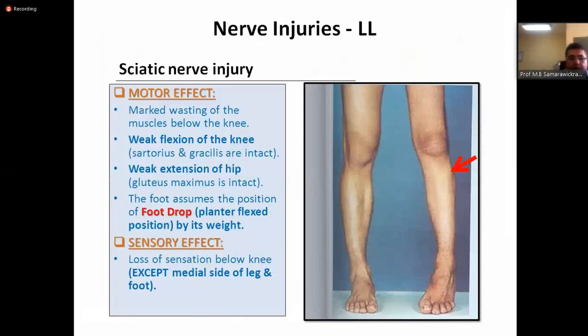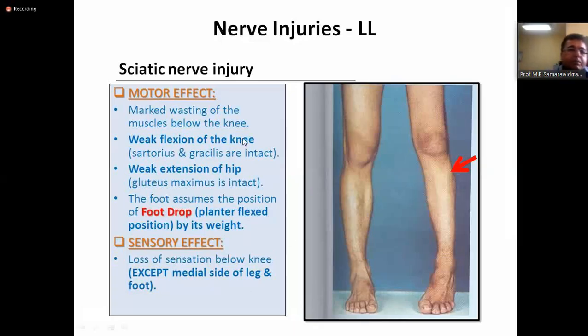The nerve injuries of the lower limb. There are mainly 4 nerves that can be injured. Sciatic nerve: complete damage to the sciatic nerve. So again, you can work it out. You know the sciatic nerve supplies the posterior compartment of the thigh and all the muscles of the leg and foot. So when all these muscles are paralyzed, what happens? You should be able to work it out, right? Don't learn by heart.